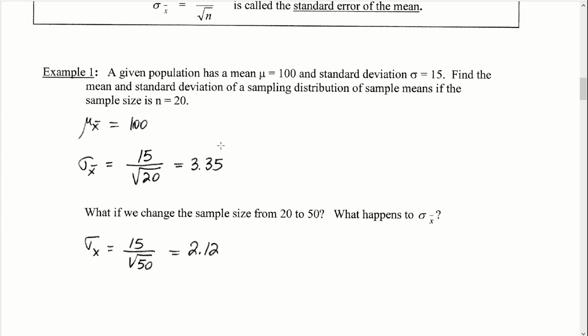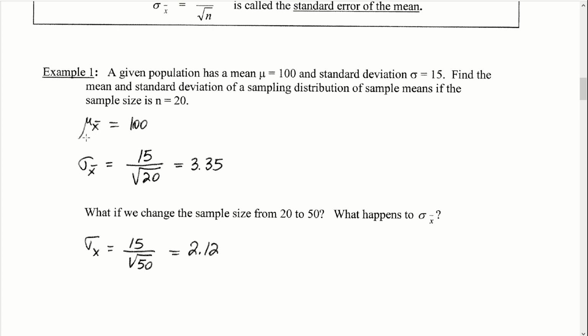Let's take a look at example 1. Suppose we have a population that has a mean of 100 and a standard deviation of 15. We're going to find the mean and standard deviation of the sampling distribution of the sample means if we use a sample of size 20. Now keep in mind, the starting information belongs to the original distribution. We now want to find the corresponding quantities for the sampling distribution.